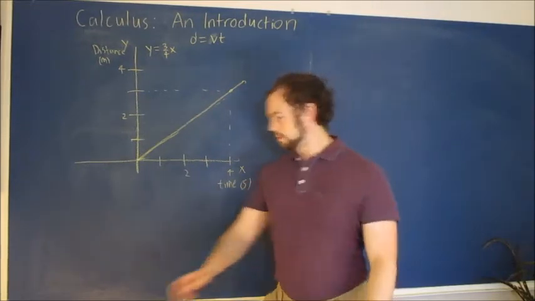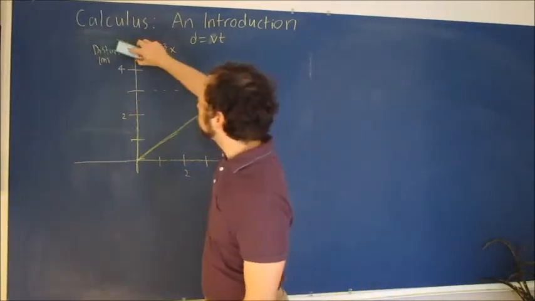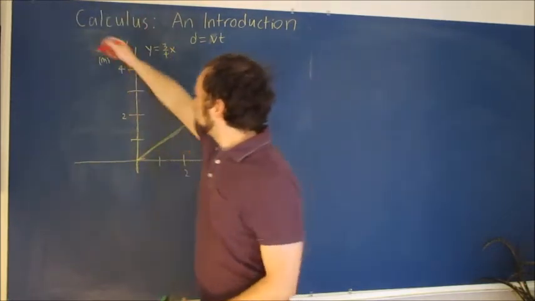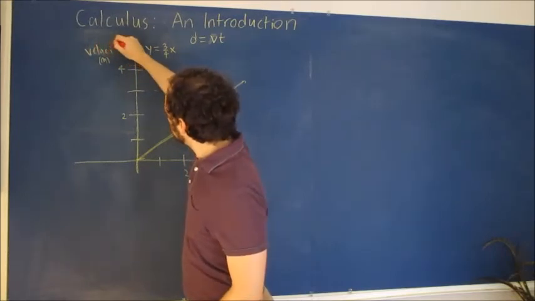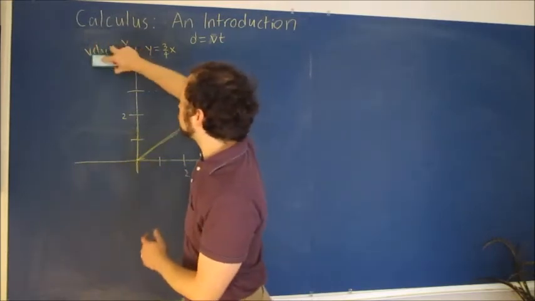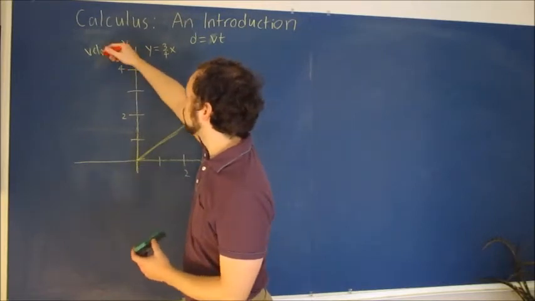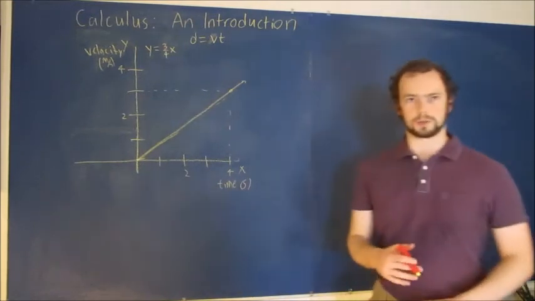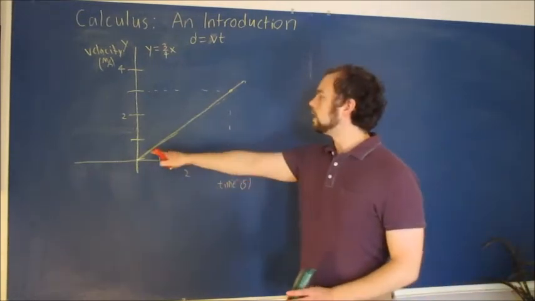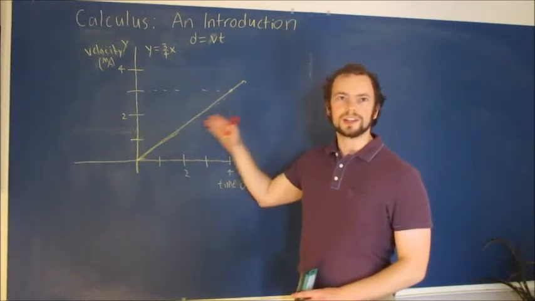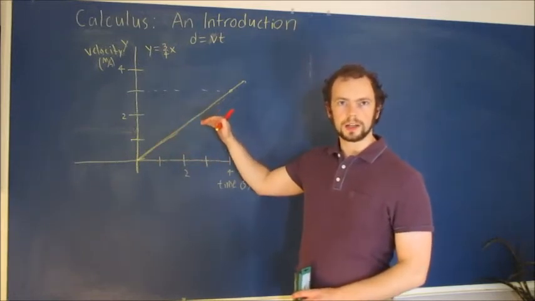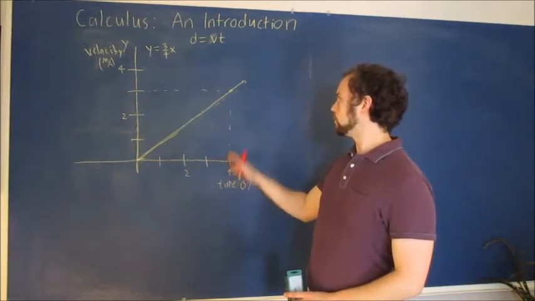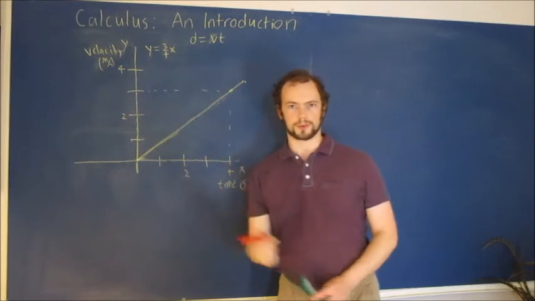Another related problem: if I change my y-axis here to velocity, remember, velocity is talking about an object's rate of change, in meters per second. Right now, this object's velocity is changing. At the beginning, its velocity is 0. Now, 4 seconds later, its velocity would be 3 meters per second.